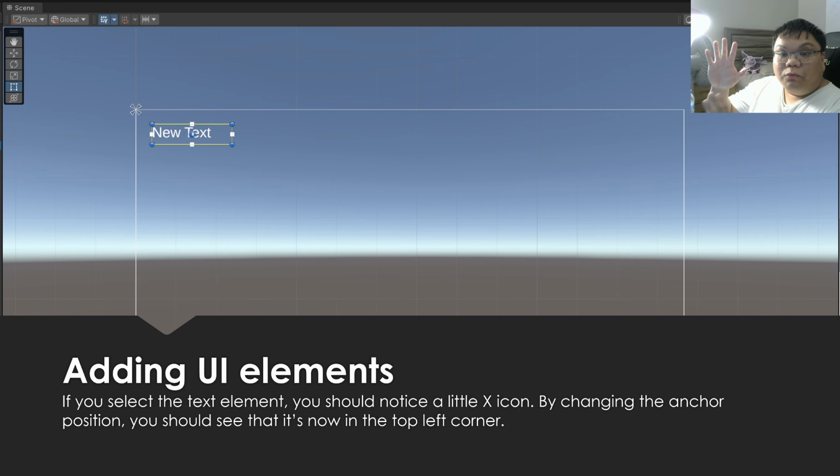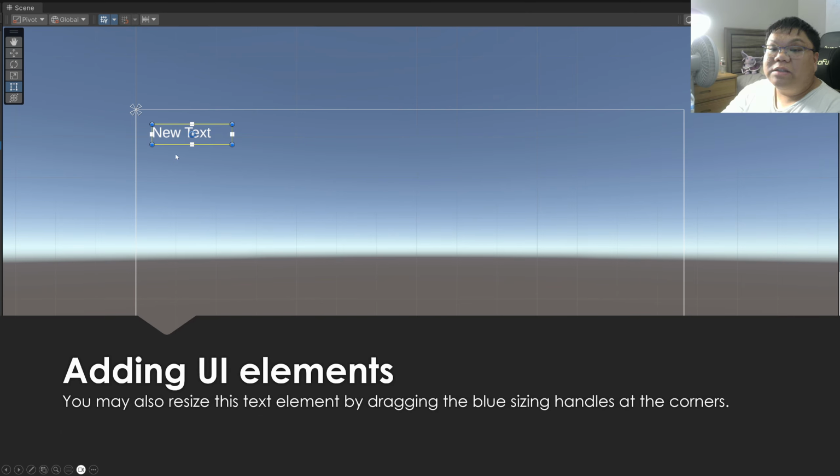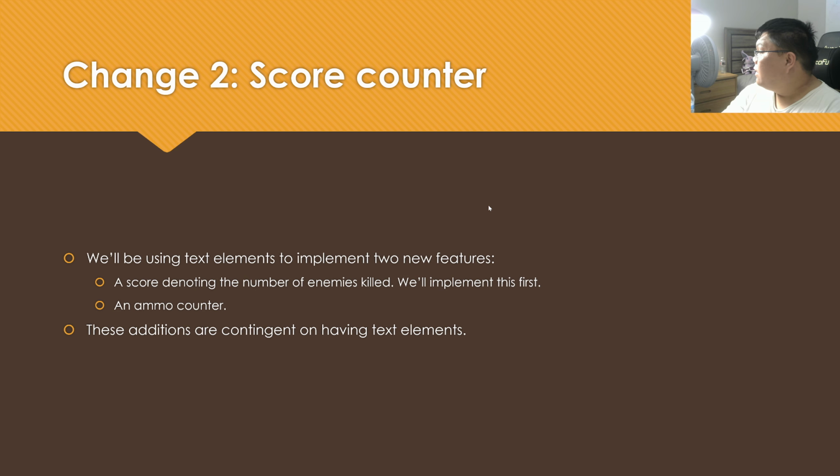This is so that whenever you resize this screen to be whatever screen resolution, or more technically, aspect ratio, the text element will stay in the corner and won't move around relative to where it is on screen. So this is just to place the text element in the corner so it doesn't move out or possibly off the screen. You might also want to resize this by dragging the resizing handles on the corners. So that's how we add UI elements to the screen.